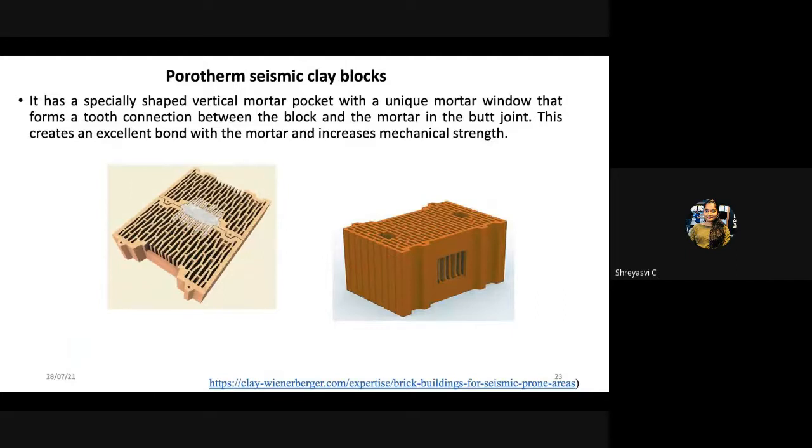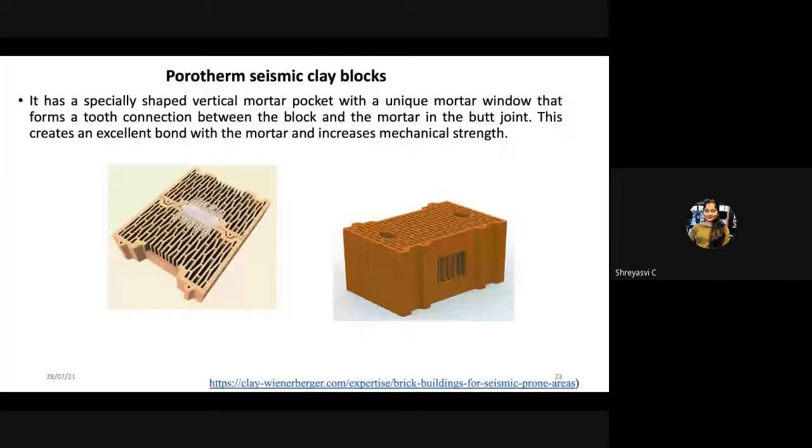Next, this is one of the new technologies that has come up, and it has not been introduced in India yet. This is about Porotherm clay bricks. As you can see here, this is not our conventional brick. They have a different kind of structure. And this is what they call a toothing action that is ensured from each block to another block. This joint is where it's grouted, and because of this toothing action, it gives an excellent bond and also increases the mechanical strength.